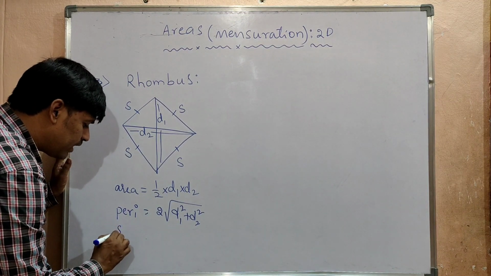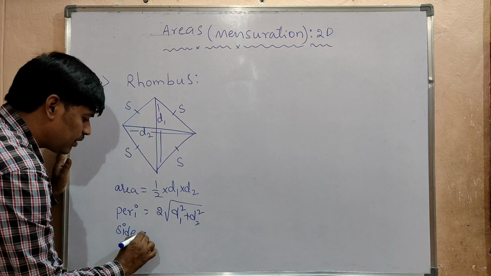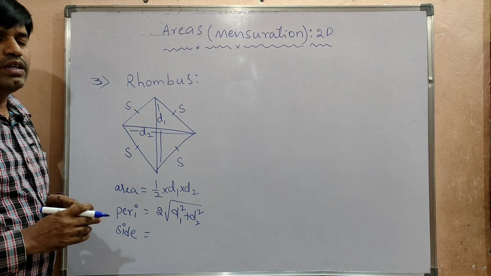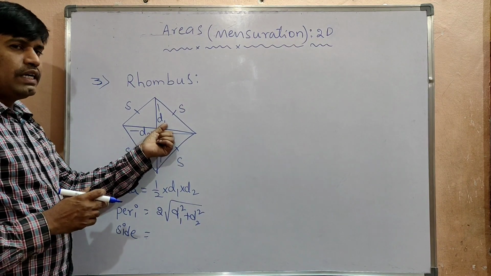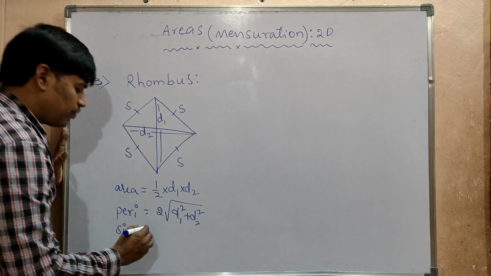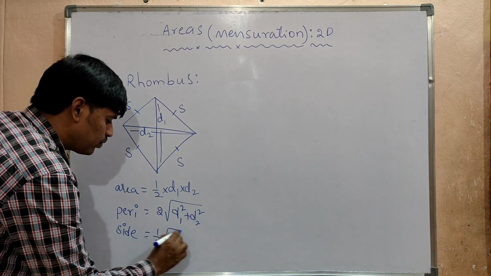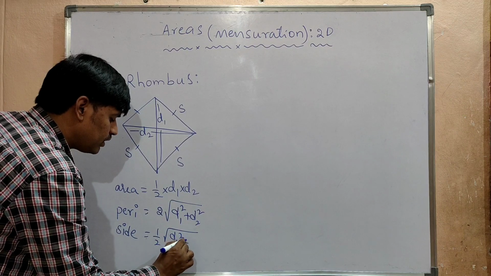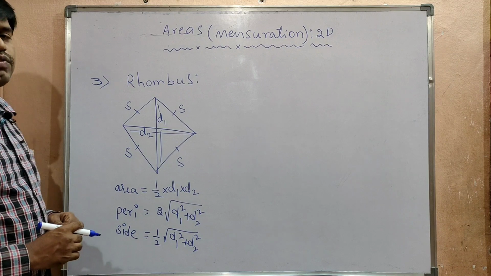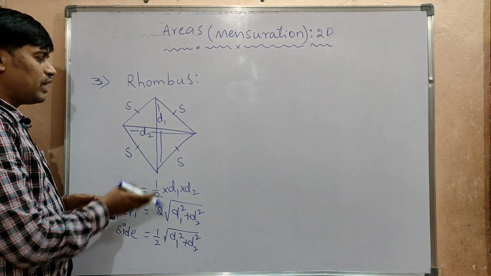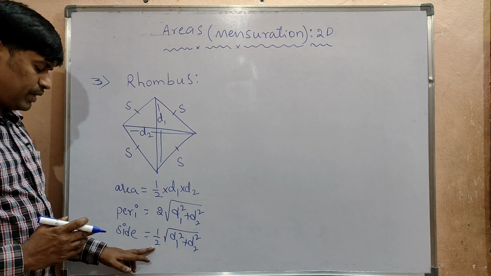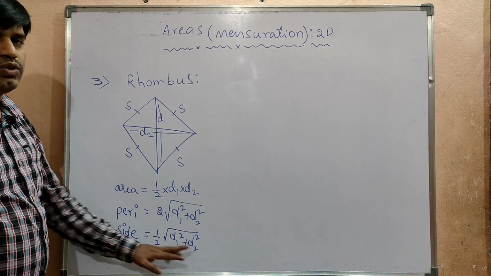Now side of the rhombus. Here the side values S are not given. When only D1 and D2 are given, you take side of the rhombus as 1 by 2 into under root of D1 square plus D2 square. When they are not giving any side values, you take side of the rhombus as 1 by 2 into under root of D1 square plus D2 square.